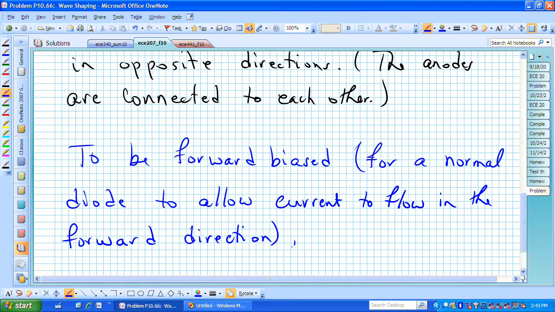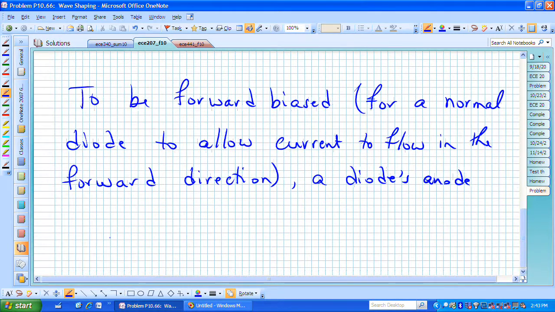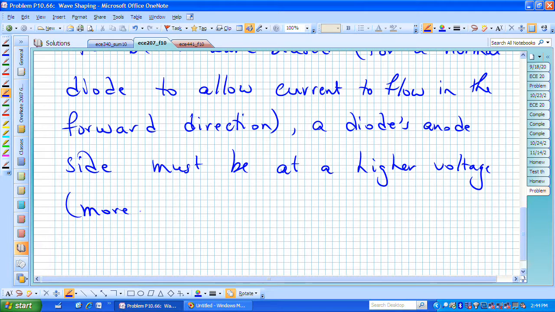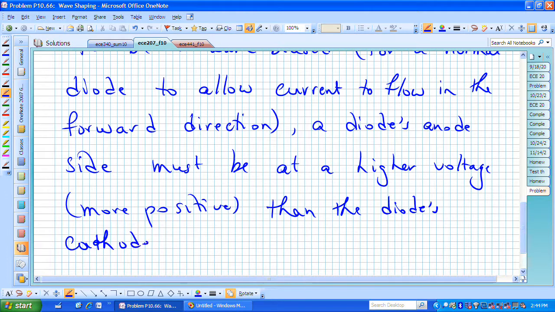Then a diode's anode side, or pin, or terminal, must be at a higher voltage, or more positive, than, maybe I should spell that out, more positive than the diode's cathode side or terminal.